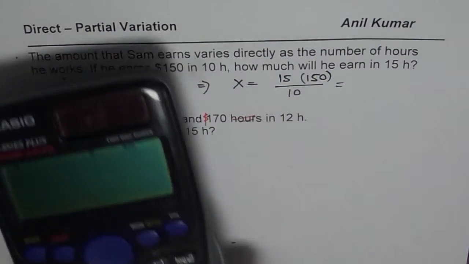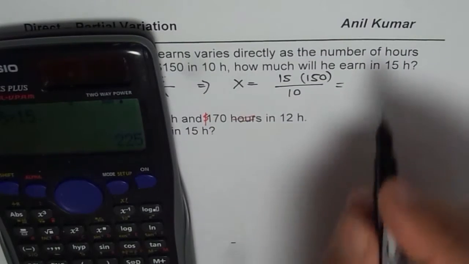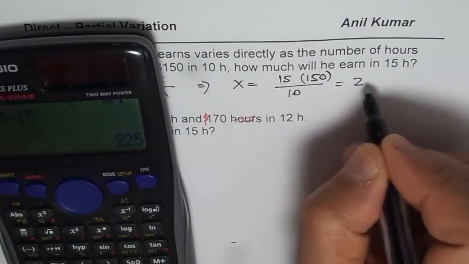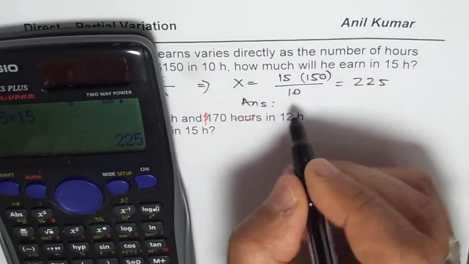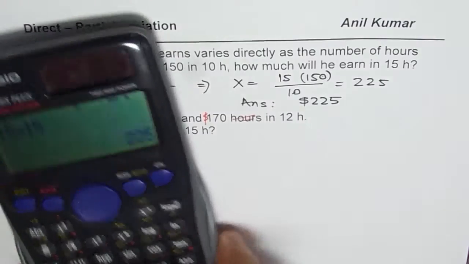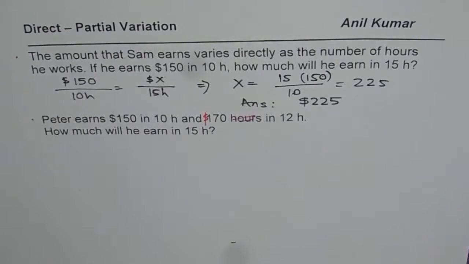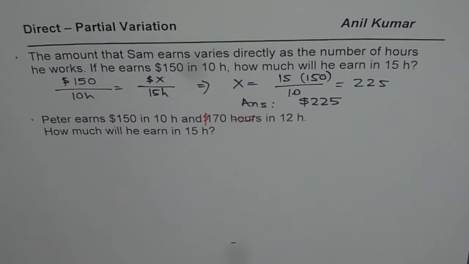So you can use a calculator. 15 times 15, I'm writing 225. 10 and 0 cancel, right? So the answer is that the earnings will be $225. So we used proportions or ratios to solve the direct variation question in this particular case.